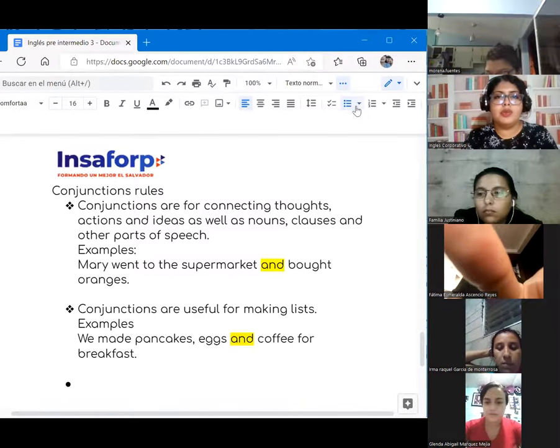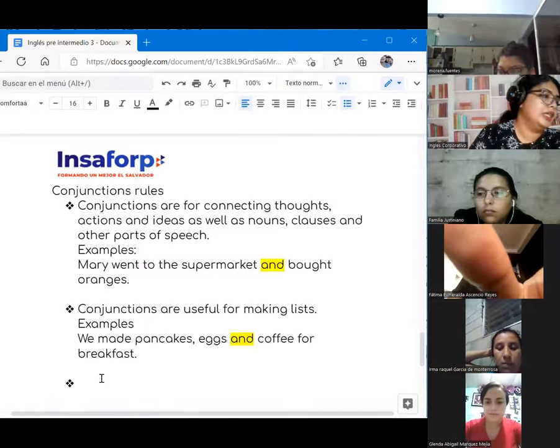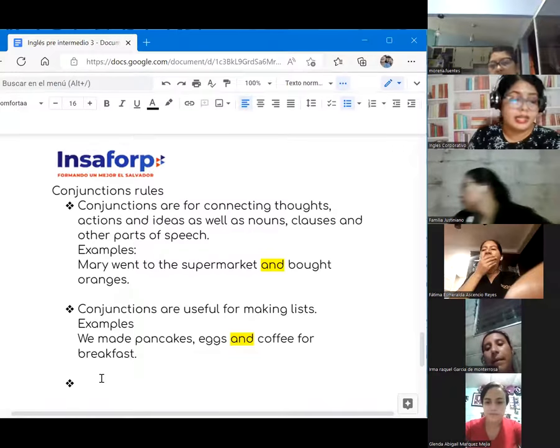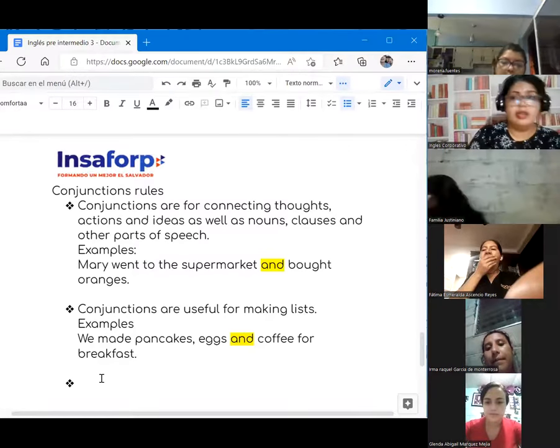Then we have the third one, and it says, when using conjunctions, make sure that all the parts of your sentence agree.